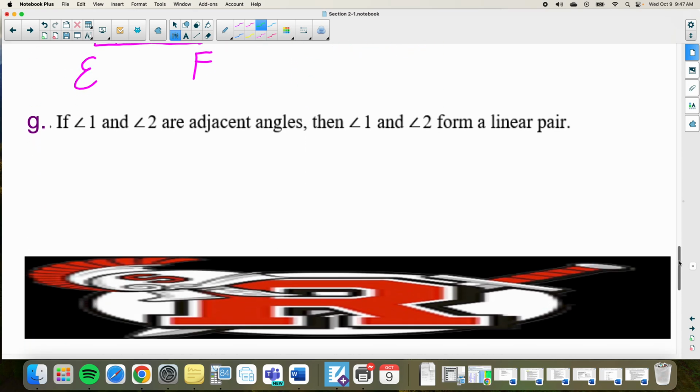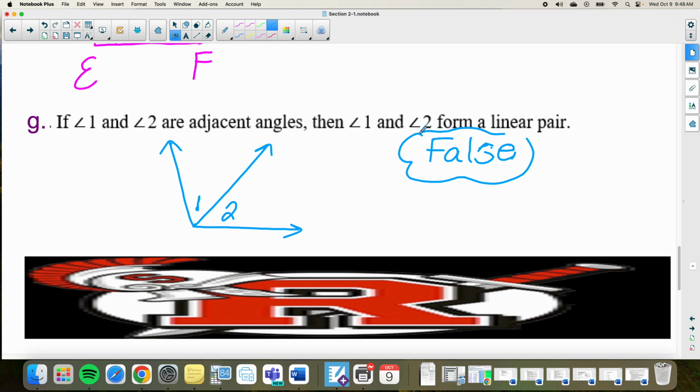Now, this one says we have two angles that are adjacent. Do you remember what adjacent means? Right next to each other. If two angles are right next to each other, do they have to form a linear pair? No, they could, right? But they don't have to. Could we have this, where this is angle 1 and this is angle 2, but together they don't form a line? That would be our counterexample, and then we would say false.